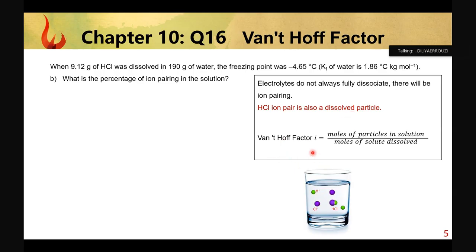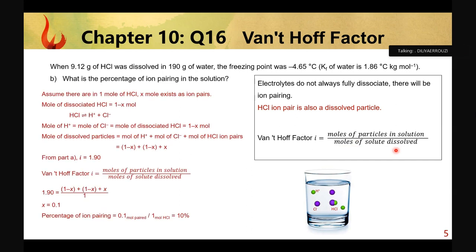Then we need to know how the van 't Hoff factor is calculated. It is moles of particles in solution divided by the moles of the solute dissolved, the total solute. So we can assume that we only have 1 mole of hydrogen chloride. So x mole of them exist as an ion pair. So we can know that how many are dissociated is 1 minus x.